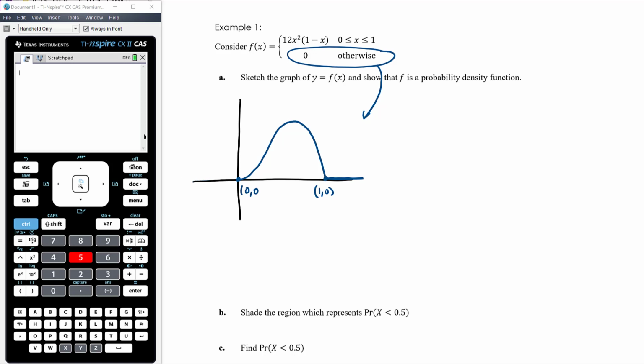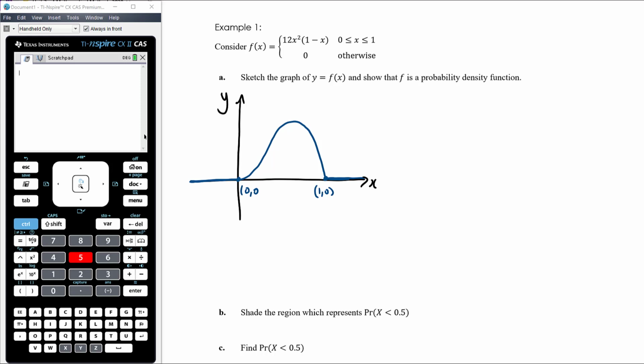Sorry, let's try that again. Okay, so both branches of the function, the cubic part and the other part. I don't really need the turning point, although it should probably specify that you don't need to draw it, but it's not relevant to the fact that it's a probability density function. Okay, so sketch the graph, done, and show that f is a probability density function.